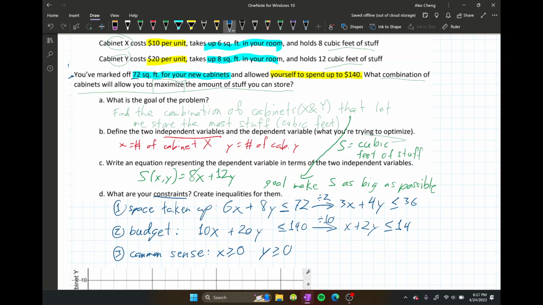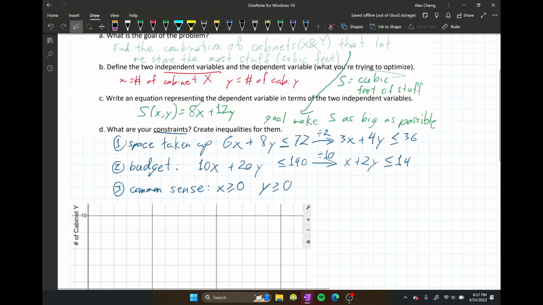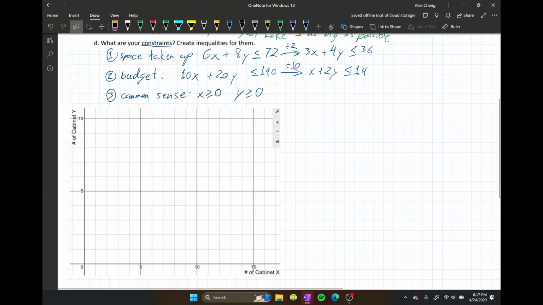So x and y need to be non-negative integers, and that's why on my graph here, I didn't even bother drawing any other quadrants. I just need to draw the top right, the first quadrant. Okay, so I'm going to graph these 4 inequalities, and I'll be right back.